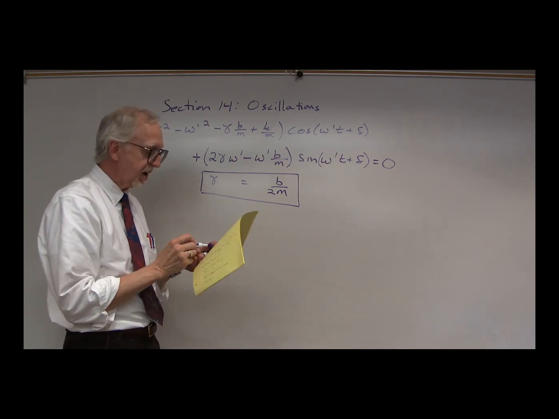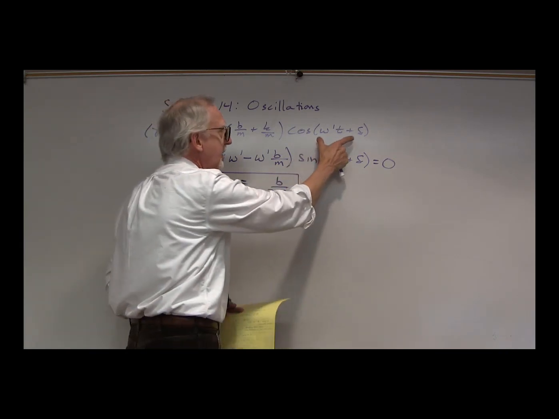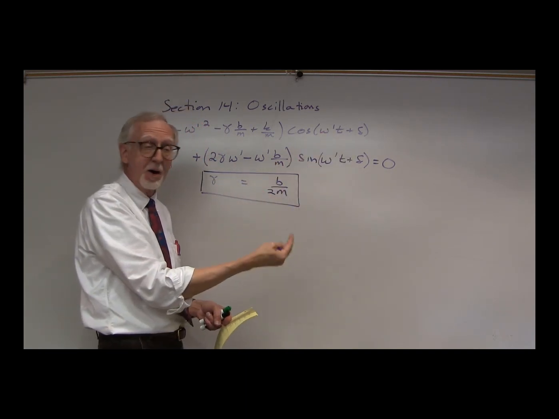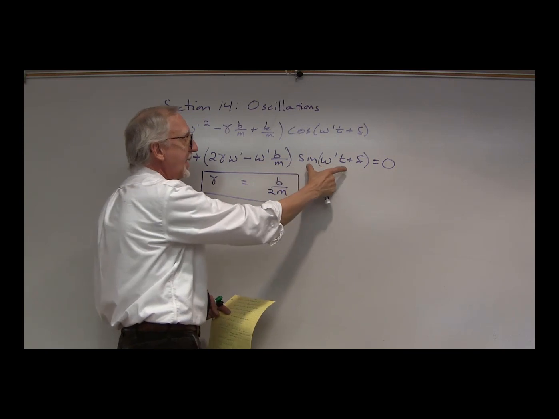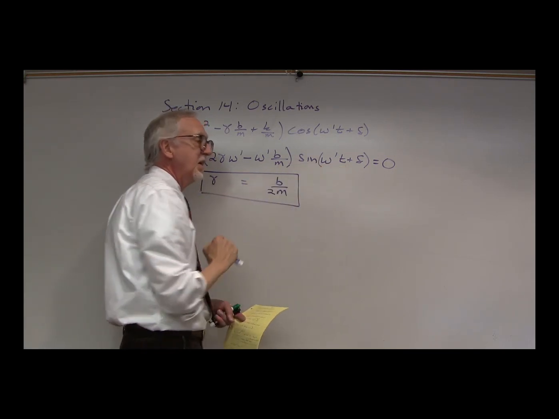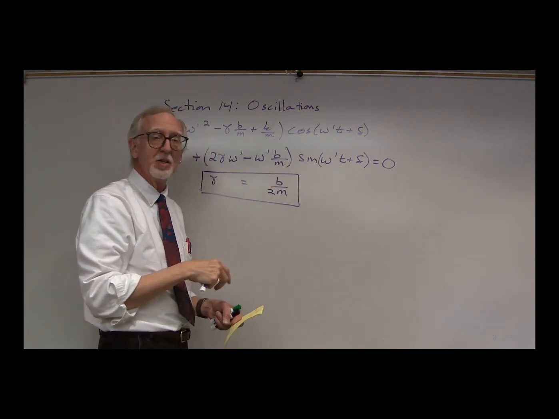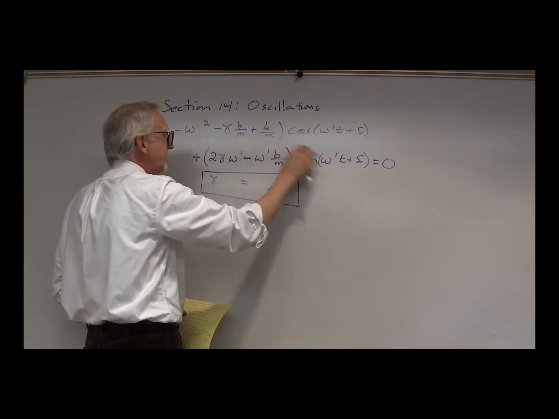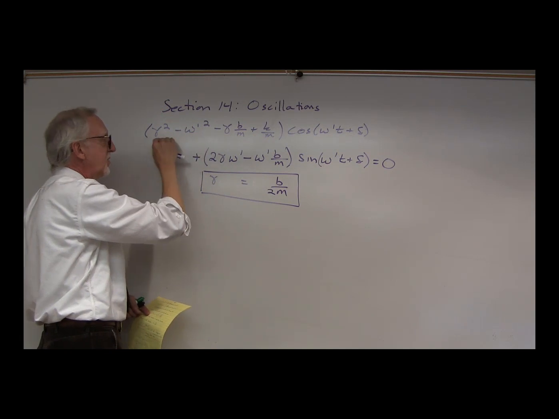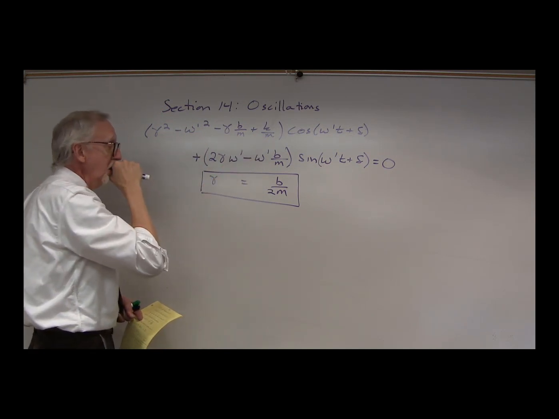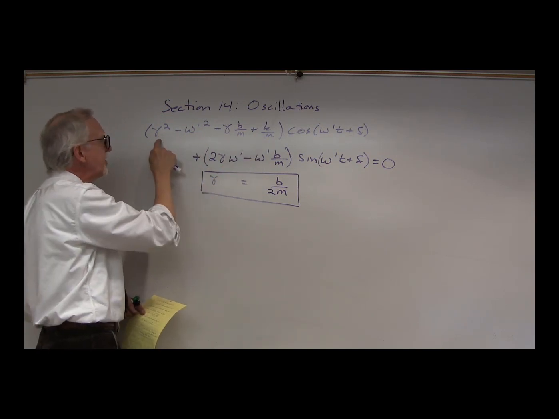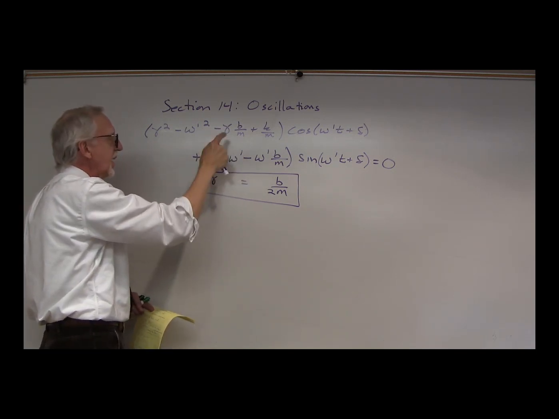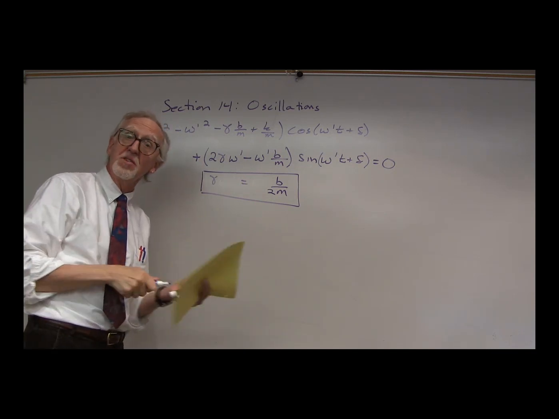Great. Now let's try the same trick, but now let's assume that omega prime t plus delta is some multiple of 2 pi, 2n pi. In that case, the sine of omega prime t plus delta will be 0. So this is 0 and the cosine is 1. And for this to be 0, this term here must be 0. Well, let's put in the fact that we know gamma must be b over 2m. And what do we get in that case? Well, you can do this on your own.